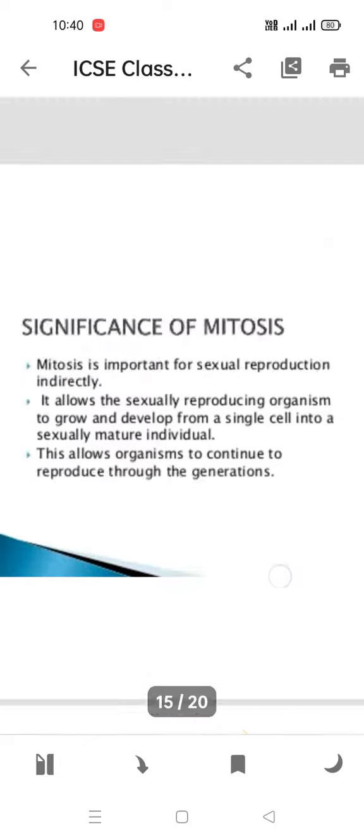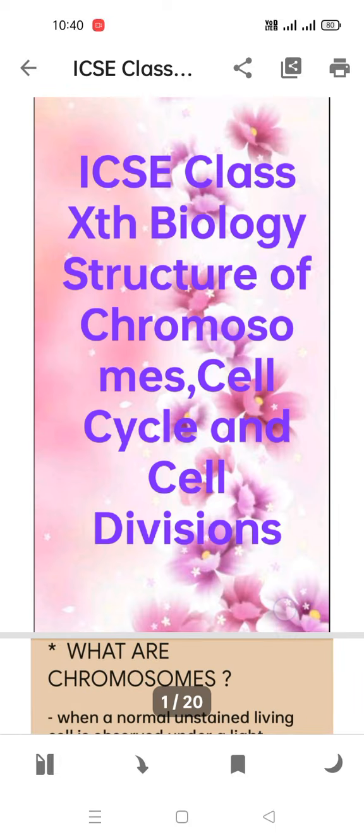Okay, this chapter was so lengthy. I hope this is clear to you. The structure of chromosomes, cell cycle, and cell division. We have seen all the things in a very good manner.